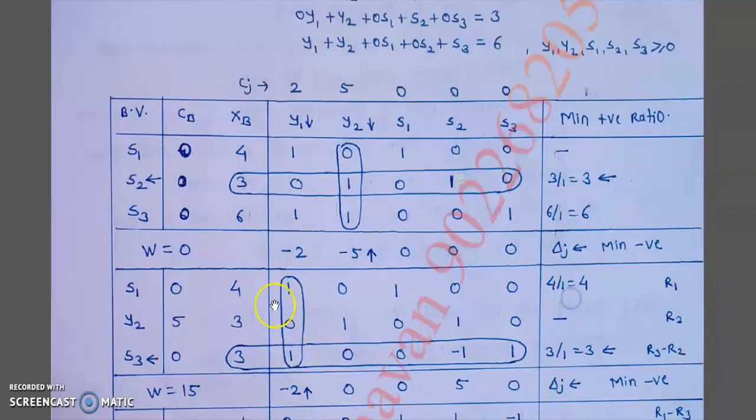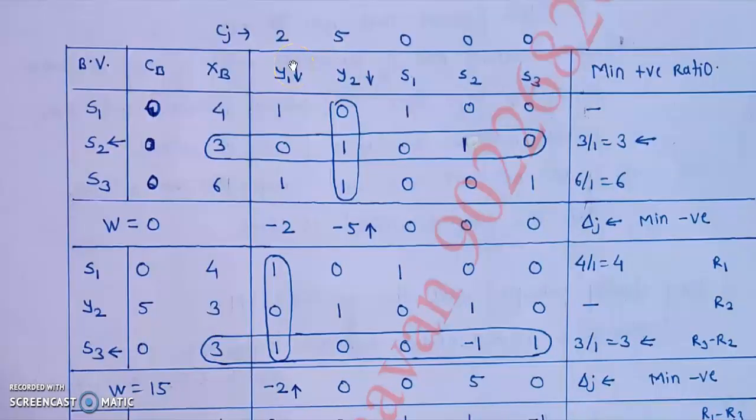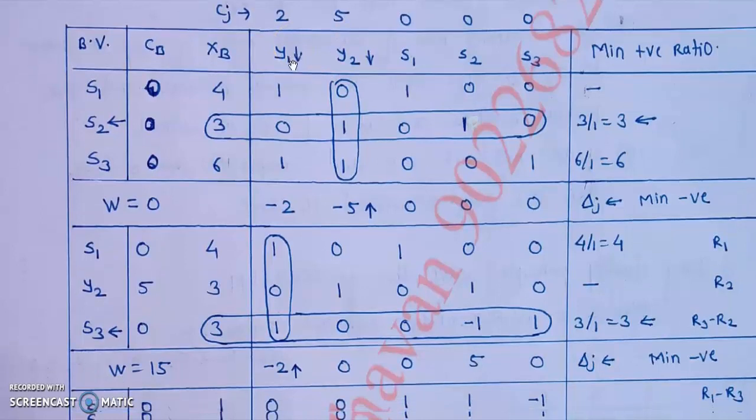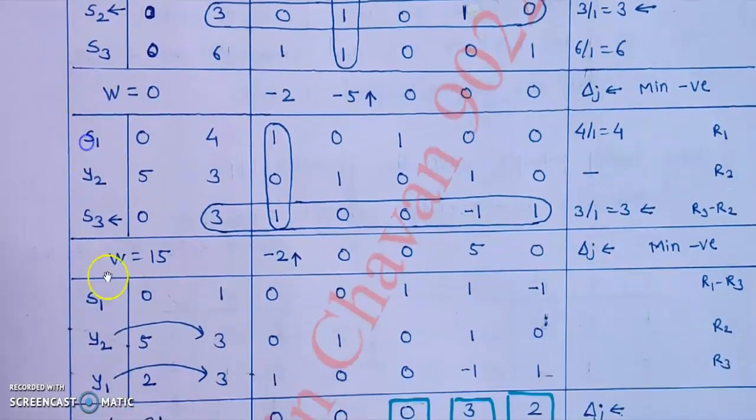Now the ratio is taken with the key column elements for xB. So 4 upon 1 is 4, 3 upon 0 gives us infinity, that's why dash, and 3 upon 1 is 3. So we find the minimum positive ratio here. Out of 4 and 3, we have 3 as the minimum positive. That's why the corresponding S3 is the leaving element and Y1 is the incoming element. So we form the next table. S1 as it is, Y2 as it is, and S3 is replaced by Y1.